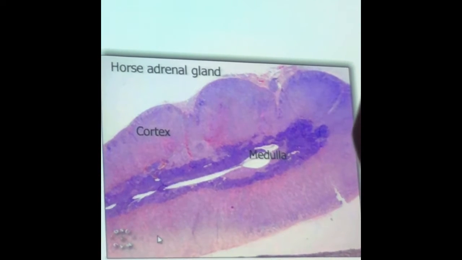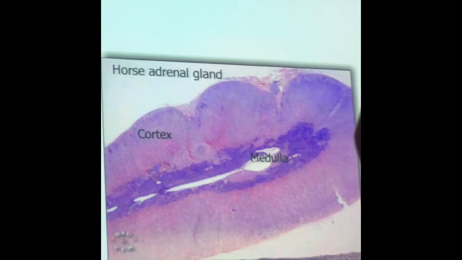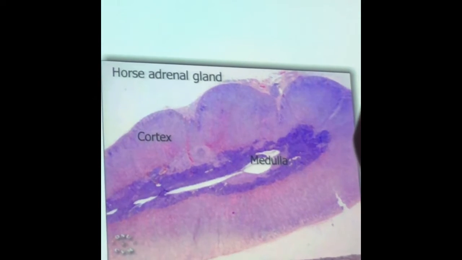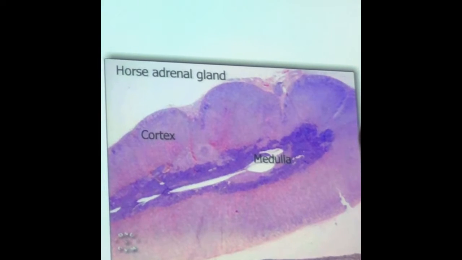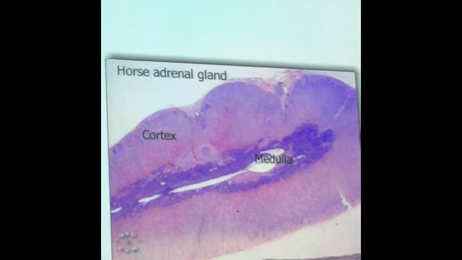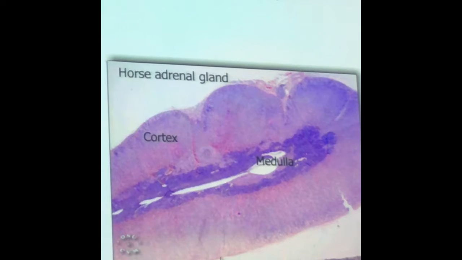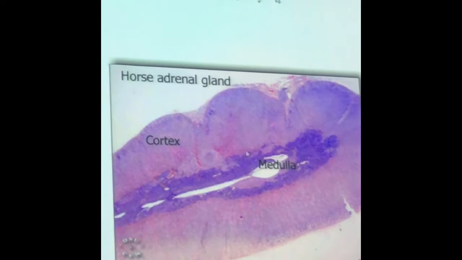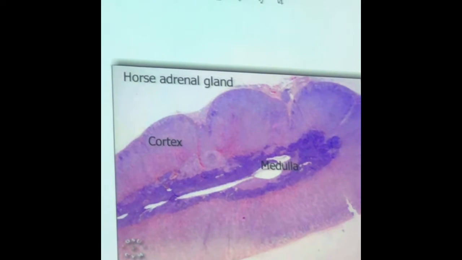But just be aware that this adrenal gland you can kind of just think of as a mirror image. If I draw a line down the middle, what I see going this way is going to be the same as what goes this way. Okay, so if I tell you about this part, I'm really telling you about both of them. All right?